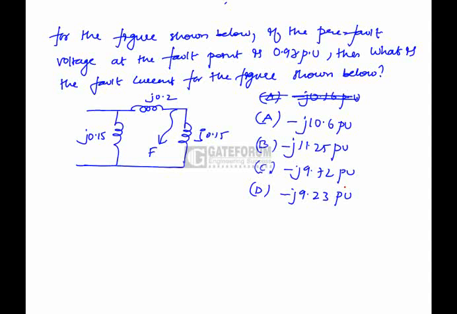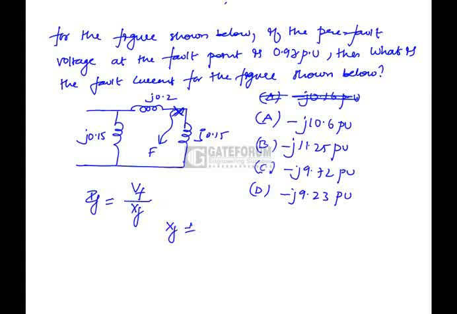We have to find here the fault current. Let us take fault current as IF. IF is equal to VF by XF. Now what does it mean? Fault voltage by impedance up to fault current, or you can say here resistances are negligible, so reactance up to fault current. Now what is XF here?